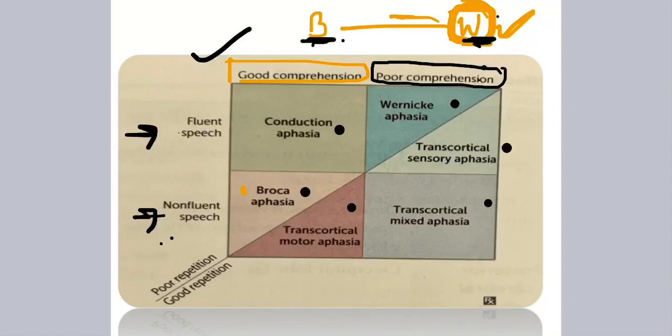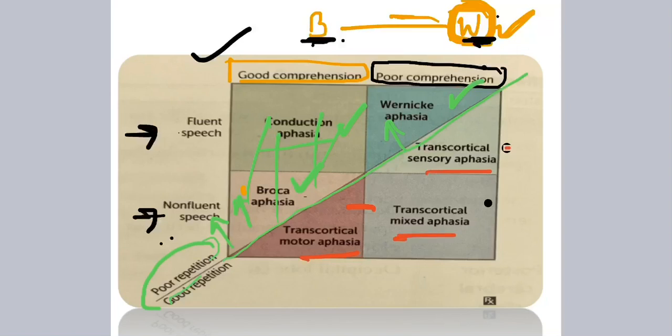Now there will be one more point, that is repetition. If we look from above this line onwards, this part has poor repetition of words. So Broca's aphasia, Wernicke's aphasia as well as conduction aphasia, all these three aphasias have poor repetition. And the remaining three, the transcortical motor, transcortical sensory as well as transcortical mixed, all the transcortical aphasias, whether motor, mixed or sensory, have good repetition.